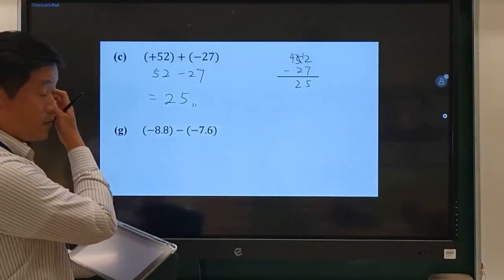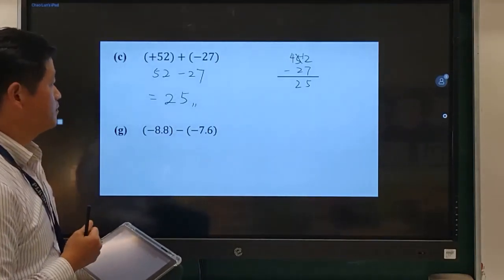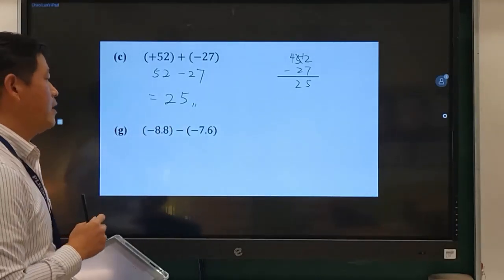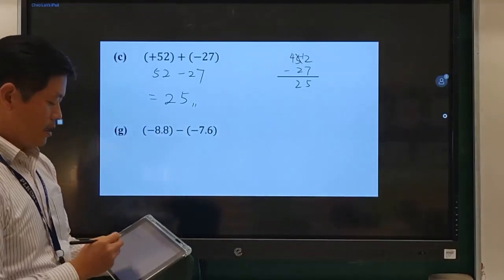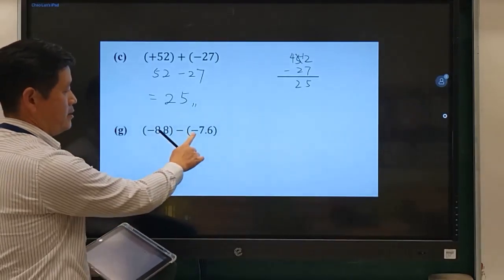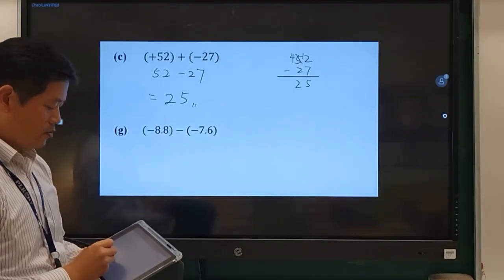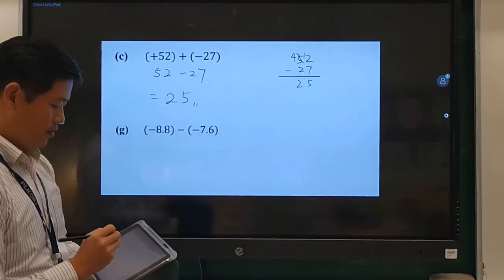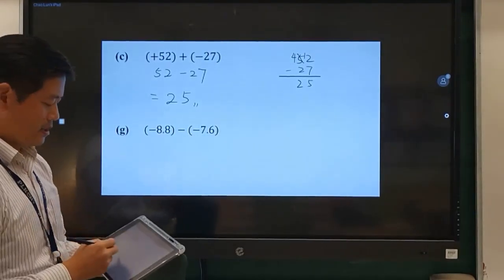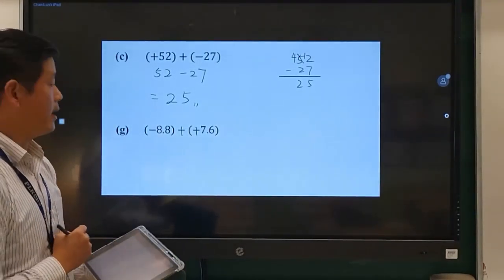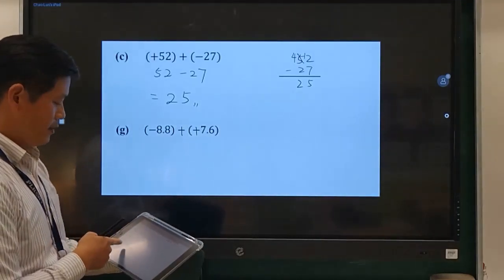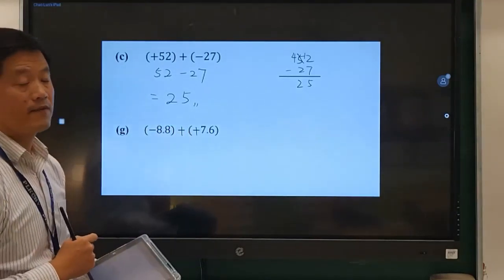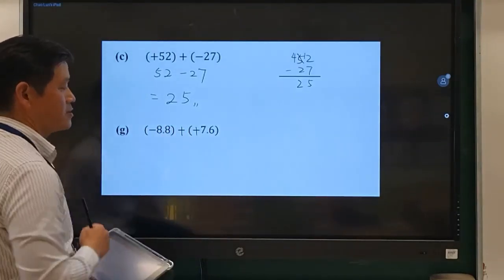And now this one you also really don't have any problem. It is the minus a negative. Most of you know already right away, if you see two negatives side by side next to a bracket, some of you draw it like this, make it into a plus, right? For my class, sleepy eyes, I'm going to turn into clown eyes. So now I have a negative 8.8 plus a positive 7.6, and I need to know the difference.